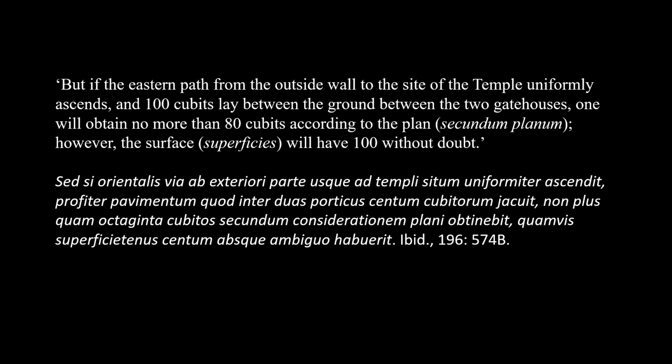He says, but if the eastern path from outside the wall to the site of the temple uniformly ascends, and 100 cubits lay between the ground between the two gatehouses, one will obtain no more than 80 cubits according to the plan, secundum planum. However, the surface will have 100 without a doubt. Surface, what I've called superficies here. So we have two types of measurements for the same space. There's a planar measurement, which is 80 cubits, and a superficies measurement, which is 100 cubits, so a little larger.